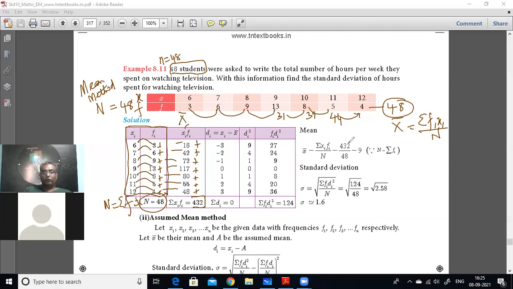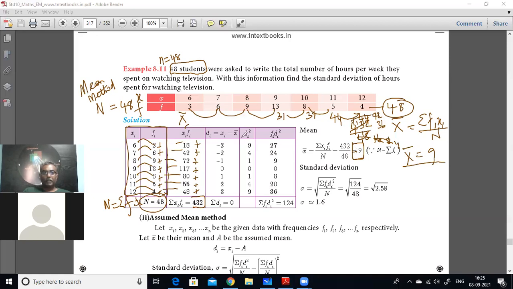Easily you can find it. 432 divided by 48. Dividing by 3, you get 144 by 16. Again divided by 2, 72 by 8. Again divided by 2, 36 by 4. So 36 by 4 is 9. So this is correct. Mean is x bar equal to 9.